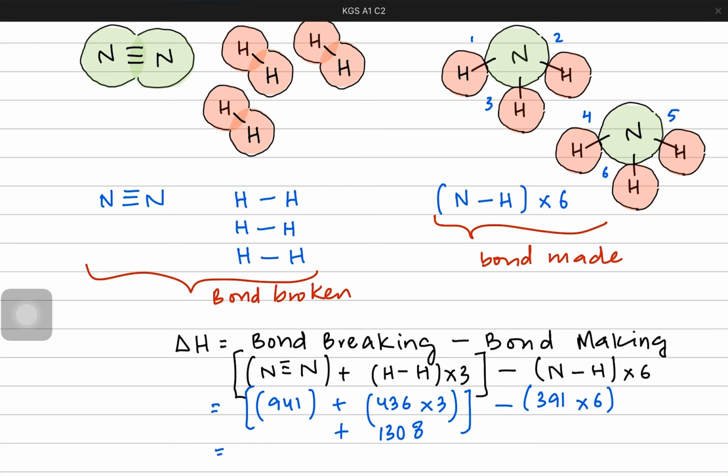It is actually 941 plus 1308 kilojoules energy absorbed here. So that is the absorbed value, that is why I'm putting it positive. And minus, when we do it on the calculator, it gives us 2346 kilojoules energy released, because that is the bond making process. When we add that, the final value comes out to be minus 97 kilojoules per mole, which means the overall reaction is exothermic.